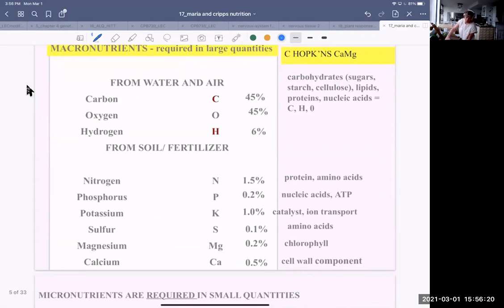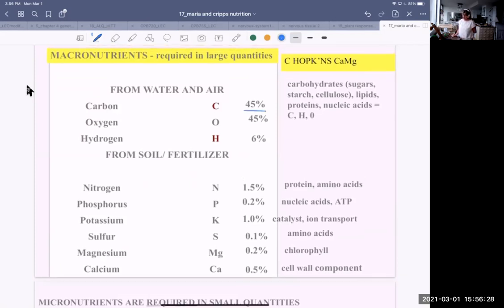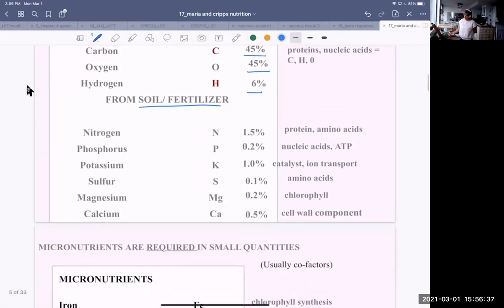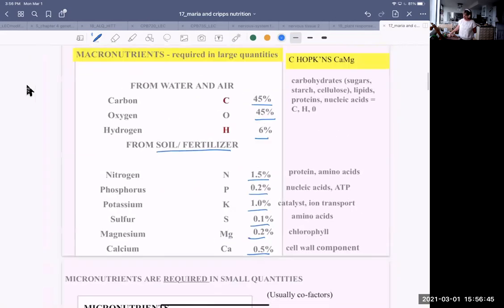So macronutrients are required in large quantities. From water and air: carbon, 45%, oxygen, 45%, hydrogen, 6%. That's from water and air. From soil and fertilizer, you're getting nitrogen, phosphorus, potassium, sulfur, magnesium, calcium. Those are all nutrients that the plant needs.